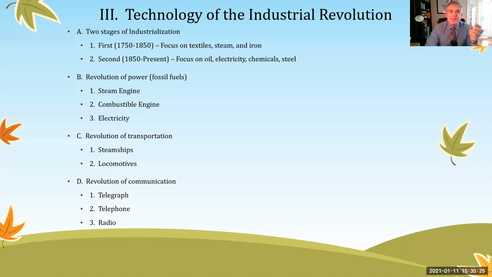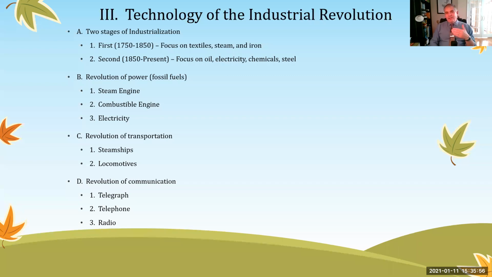That's easy enough. The second Industrial Revolution, which in some parts of the world is still ongoing, focuses on oil, electricity, chemicals, steel. And it's the second Industrial Revolution that we often focus on. When you learned about the Industrial Revolution in US history, you were more likely looking at this phase of the revolution than you were the first phase.